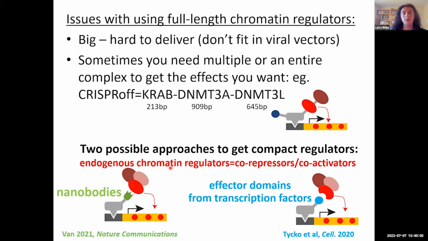So we thought of two possible approaches. We and others in the field thought of possible approaches to get more compact regulators that recruit the endogenous complexes instead of having to do these Frankenstein fusions. One that I'm not going to talk about is to develop nanobodies that bind endogenous chromatin regulators. The other one, which I am going to talk a bit more about, is to use the natural effector domains from the human transcription factors to recruit in the same manner as the transcription factors do, just now where we can retarget it to whatever gene we want. And that's the one I'm going to say a little bit about.